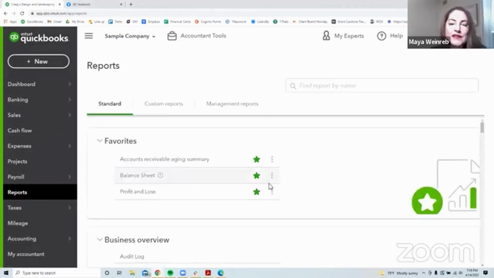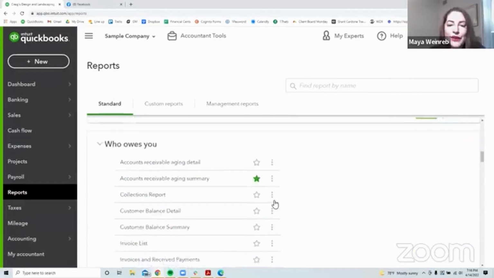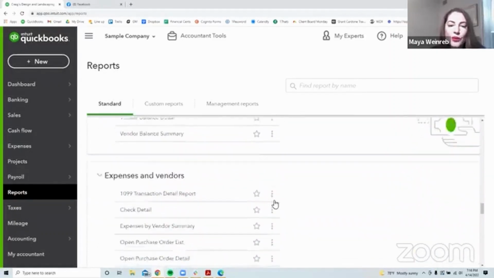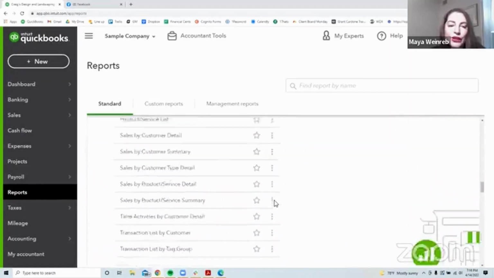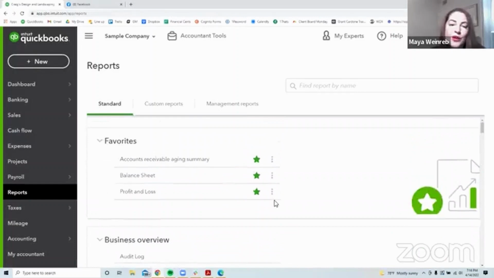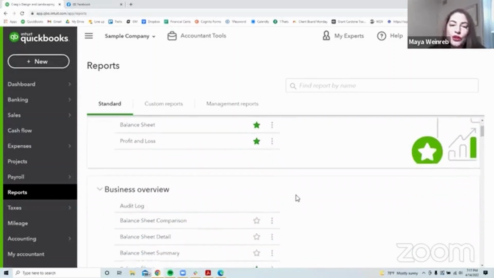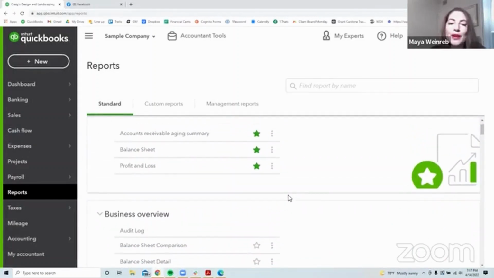Now, I do want you guys to see this. Look how many reports you can pull. You can pull almost every report that you want, but you aren't going to mostly be looking at all of these. Sometimes your CPA will, sometimes your bookkeeper will, sometimes you will want to look at these, but I'm just going to go over the main ones.